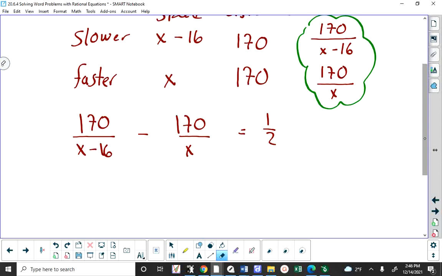There is another way you can figure out, without looking at the slower or faster nature of the question, which of these two things is bigger. This is bigger, 170 over x minus 16, because x minus 16 will be a smaller number than x, and when you divide by a smaller number, you get a bigger result. This is the equation that you would have to solve. And again, I'm really not too interested in actually solving it.